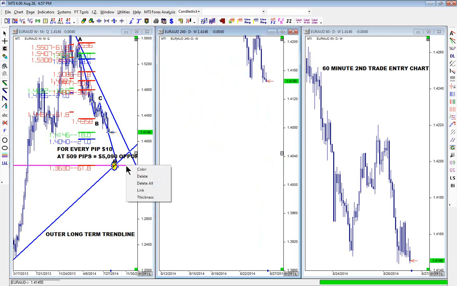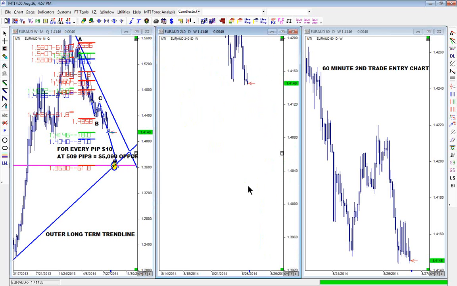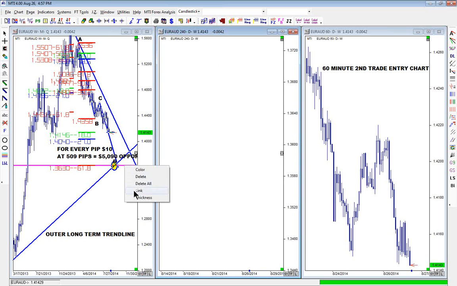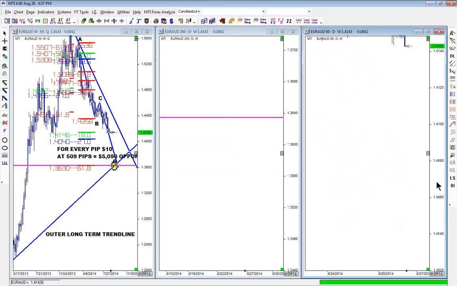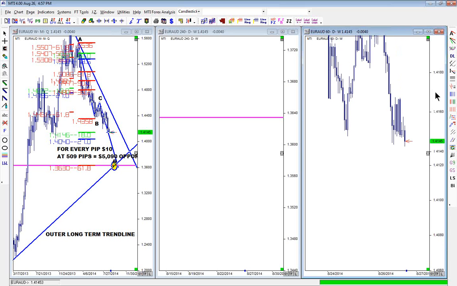When I click on the word link, all this market does now is it's going to link the target that I have right there. There it is. So on the other charts, on every time frame I have open, I will have that target of $5,000 to trade towards. There it is on the hour chart. And now I can risk very little on these smaller charts and go after a lot of profit.